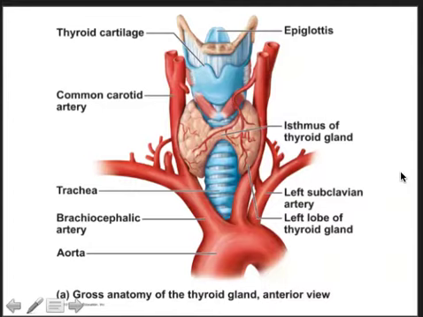Up here, this is the hyoid bone. This is the thyroid cartilage. Down here is the cricoid cartilage, and these are the tracheal cartilages that hold the airway open as you breathe, just as a way of showing you what you're looking at here.